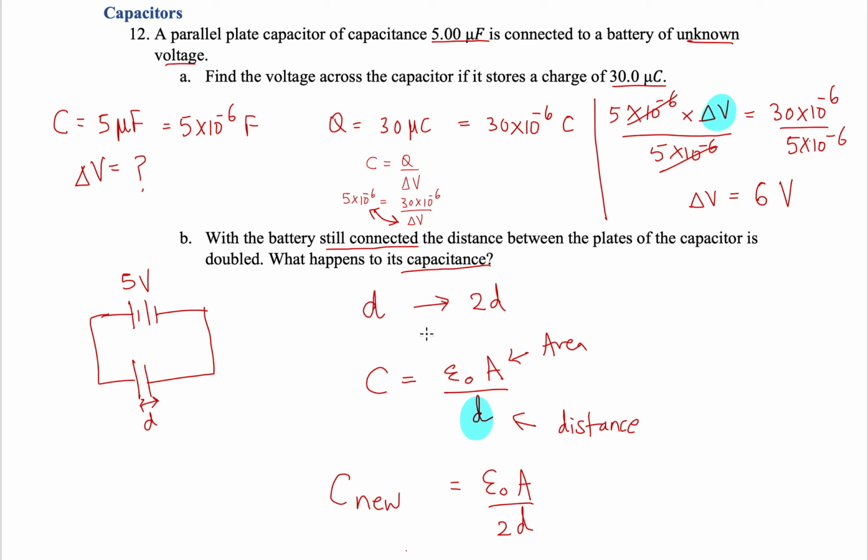The new capacitance, you can see, has a 2 in the denominator. That means the new capacitance is half of the original value. So I can write that the new capacitance becomes half of its original value.